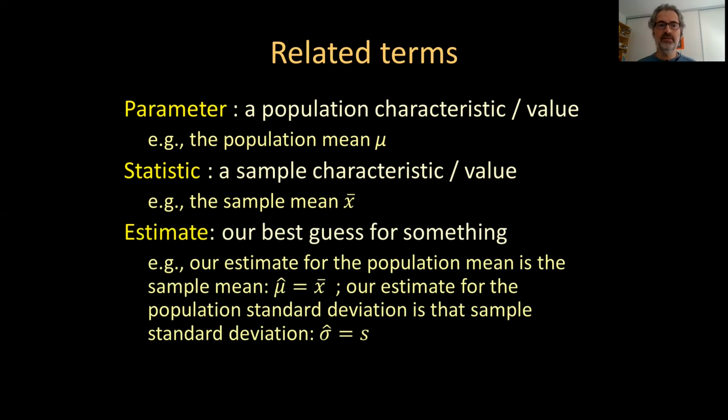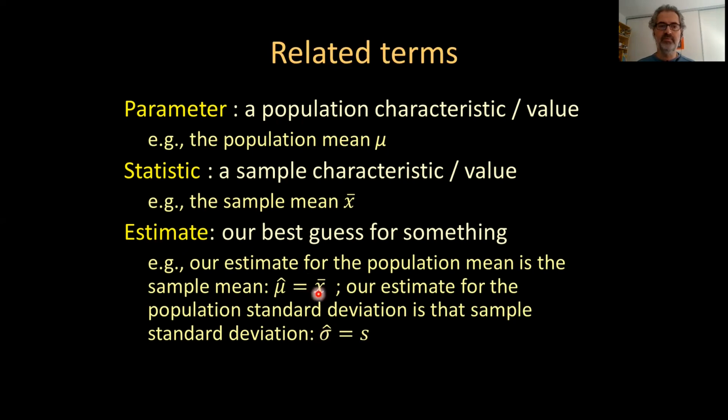So if you look at these little symbols here, you see there's a hat, and hat means estimate. So mu hat is not the population mean, it is our estimate of the population mean. And sigma hat is not the population standard deviation, it is our estimate of that. And what we usually do to estimate these is to calculate the sample mean and the sample standard deviation respectively. So this is the sample standard deviation, which is our estimate of the population standard deviation.